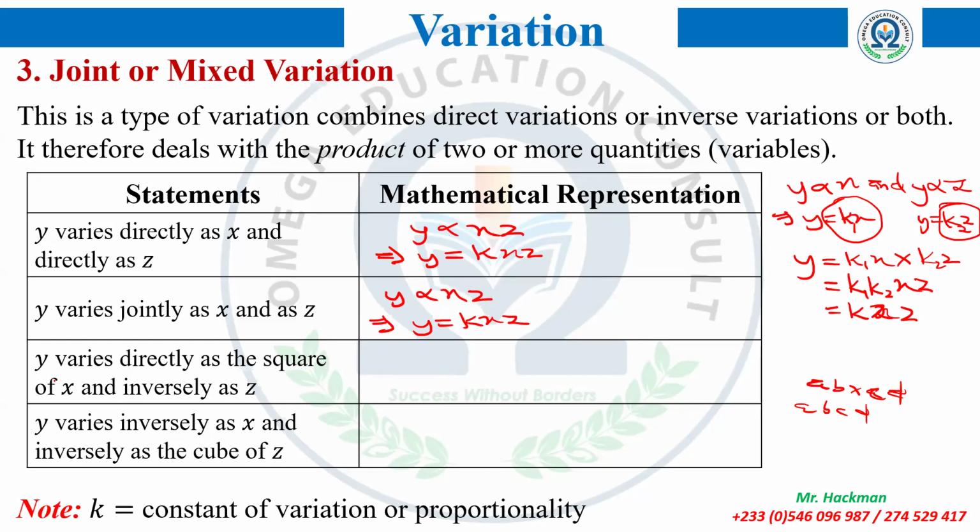So now let's move on to the third statement. Y varies directly as the square of X. So it means Y is going to vary directly as the square of X, so the square of X will occupy the numerator because it is direct. Is that clear?